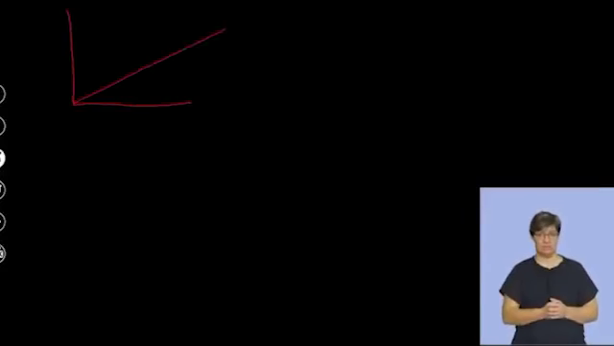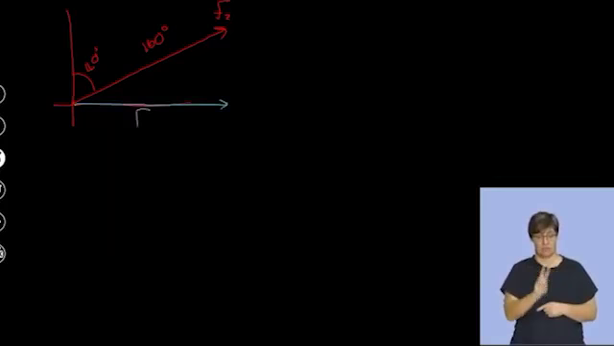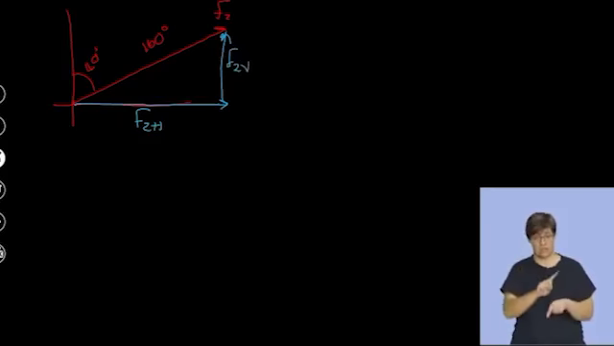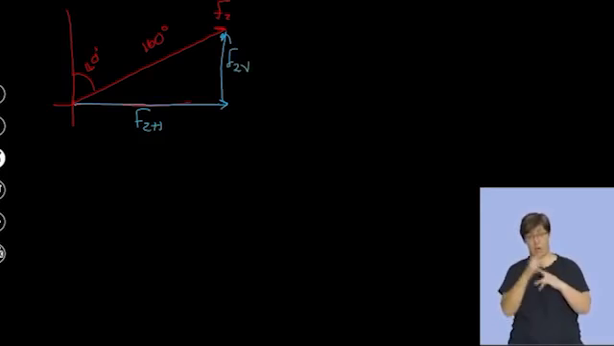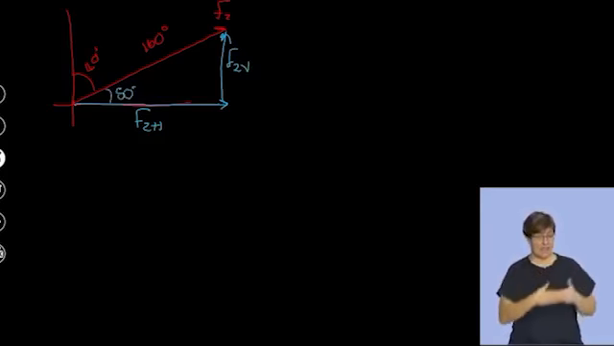So F2, let's just remind ourselves, was 160, and this angle was 40 degrees. Okay, so that's the way it looked. Now when we do our components, we're going to have F2 horizontal, F2 vertical. What do I need? I need the angle in the middle, so we remember that they're perpendicular. That makes this angle 50. Okay, be careful with that.